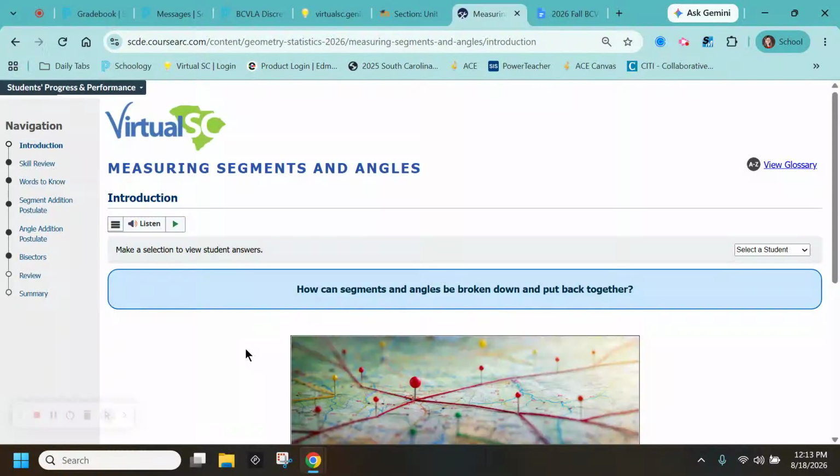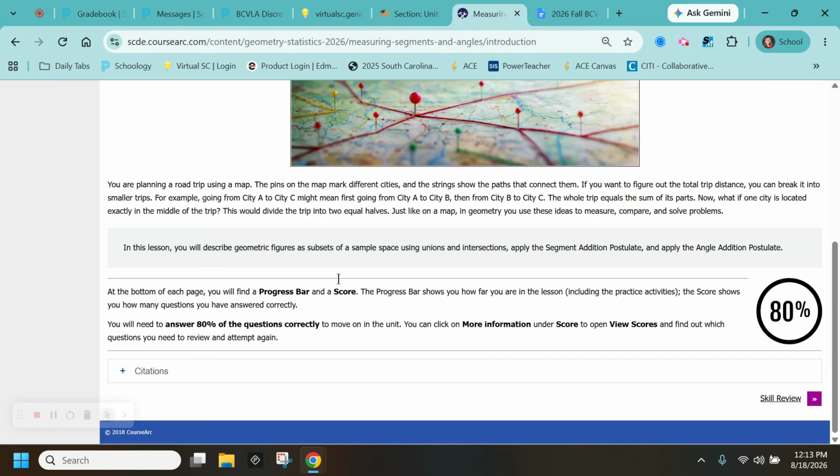This is lesson 1.03, measuring segments and angles. I'm going to skip over some of these just to make the video a little bit shorter.